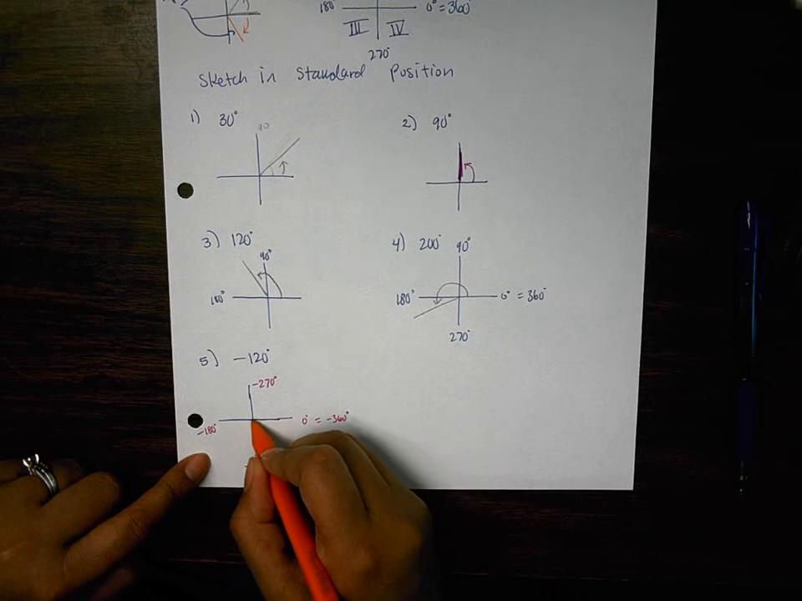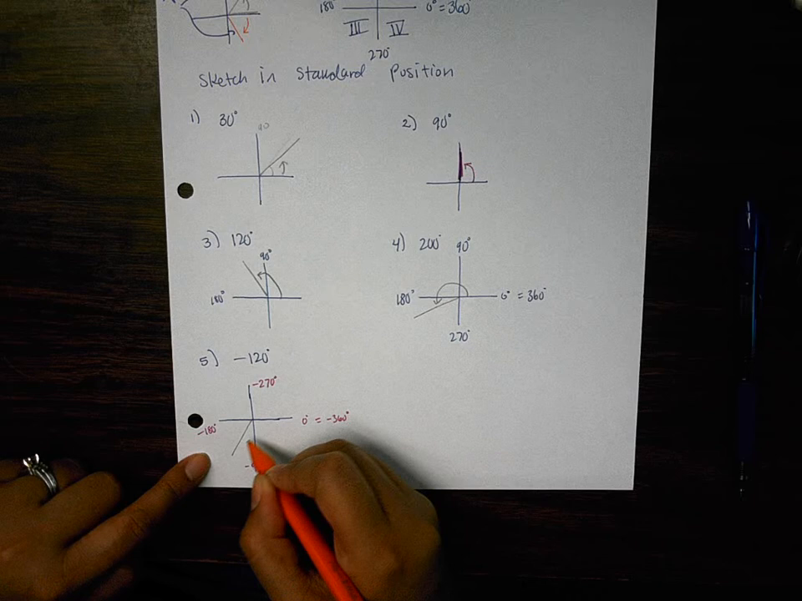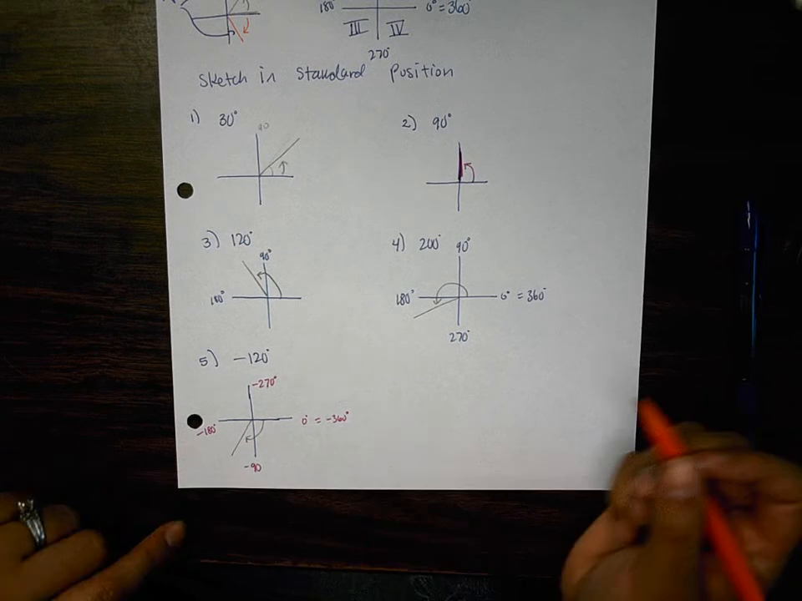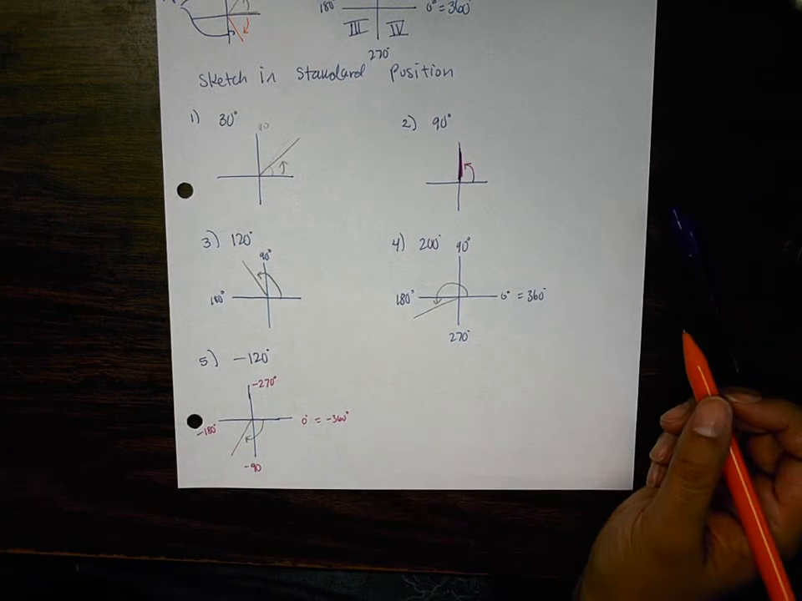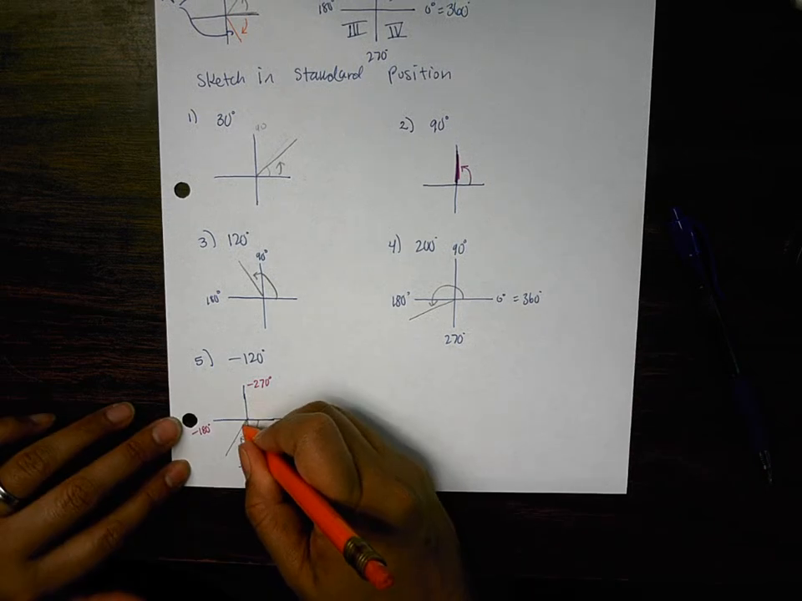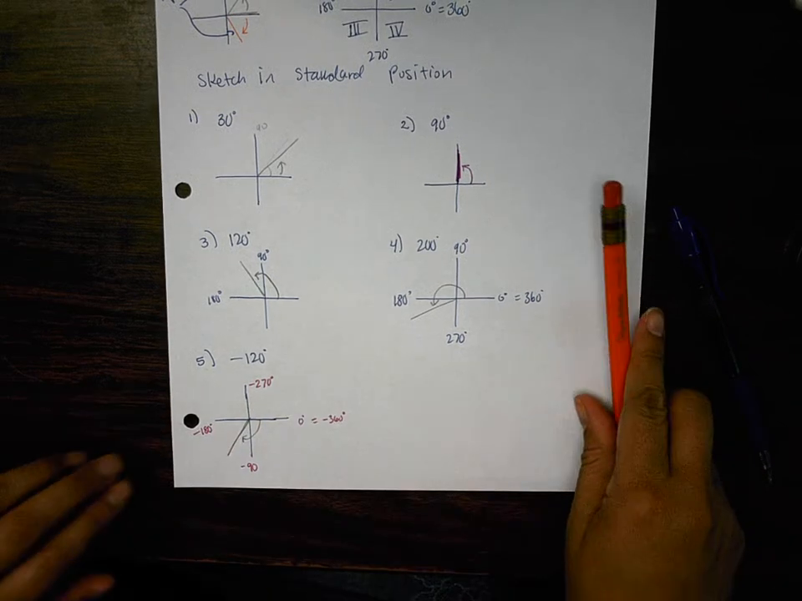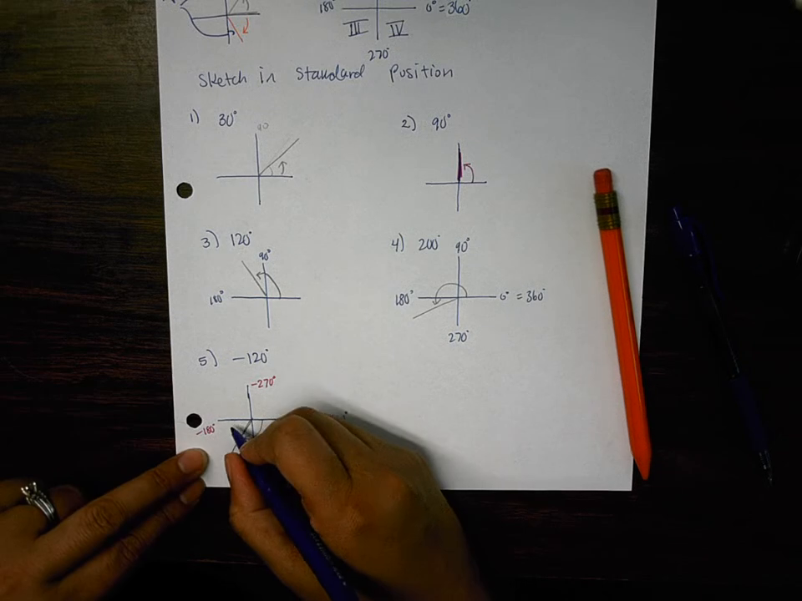Okay, so negative 120 is how close or how far from the 180? So think of going down 60 degrees from here. It's a little further down, and that there is your negative 270.